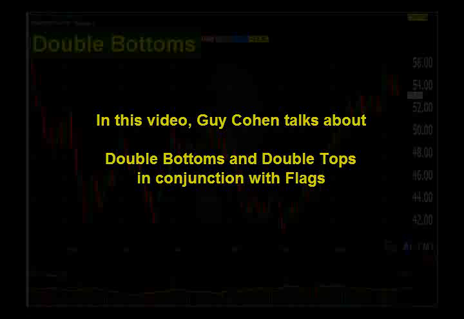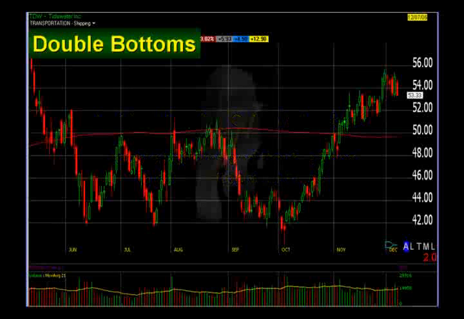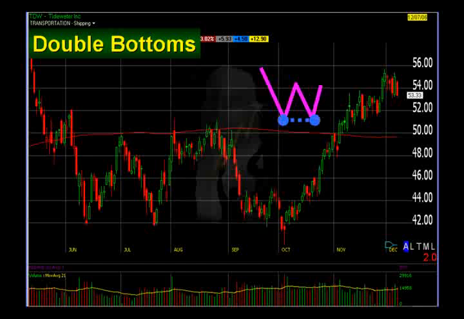We're now going to talk about a pattern called double bottoms and double tops. Firstly, double bottoms. Let's have a look at how a double bottom is formed. A double bottom is formed when a low is hit by the stock and then it retraces upwards and then forms another low, or is in danger of forming another low, so we can actually anticipate double bottoms.